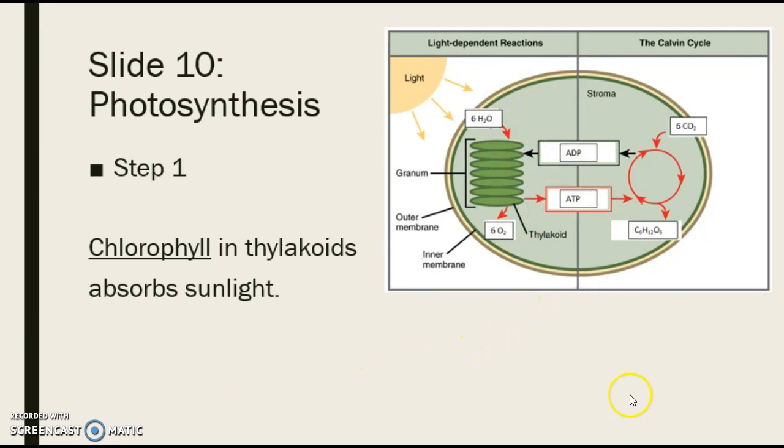So looking at this image, we can see that it's split down the middle. One side is for the light-dependent reactions, the other side is labeled as the Calvin cycle, which is another name for the light-independent reactions. I tend to use the word Calvin cycle, not light-independent reactions, so you'll hear that as we move forward. What we see right here is step 1, light going into a chloroplast, and it's striking the thylakoids, which has chlorophyll.